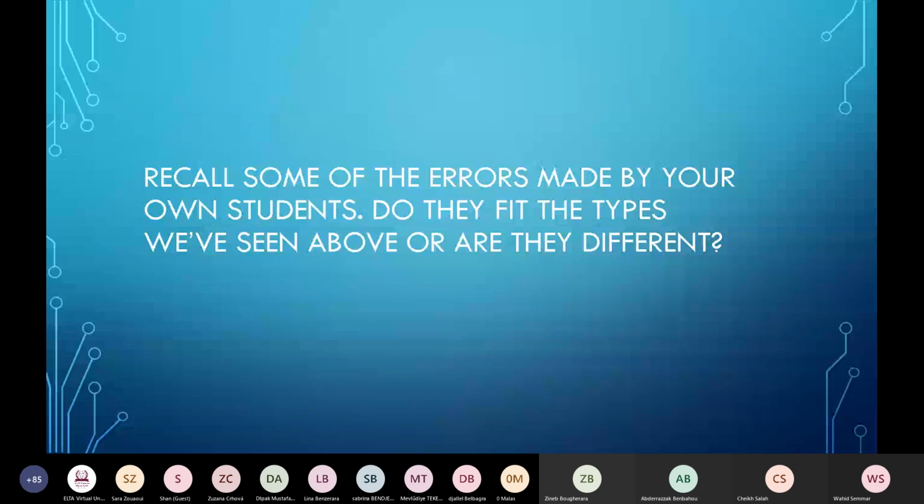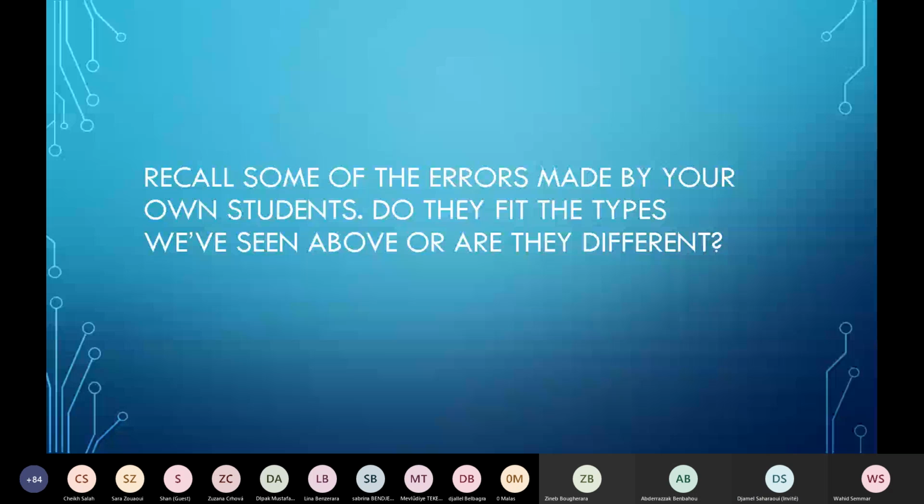Jamal Sahrawi? Hello, can I speak? Yeah, go ahead. The most common mistakes are made by my pupils: grammar mistakes and spelling mistakes. I noticed that when I give this diagnostic test at the beginning of the school year, they make many mistakes in spelling and grammar. Thank you.